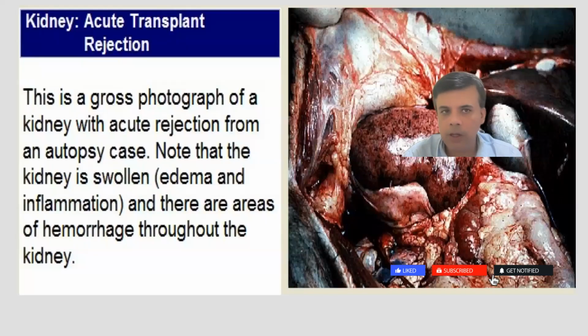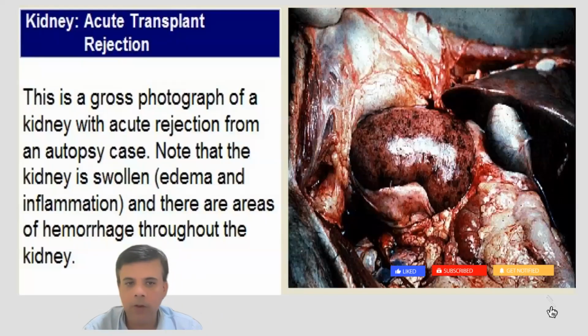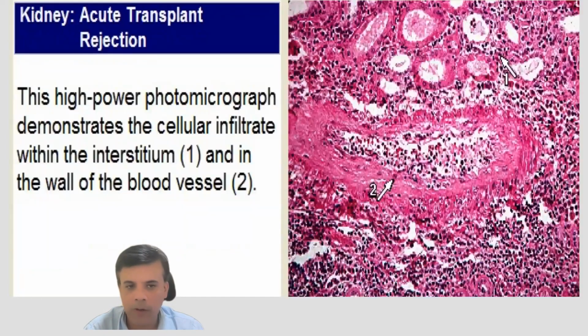And important thing, here you can see the image where there is a kidney that has been mottled. The graft mottling has occurred, and there is severe edema and inflammation, and there are some hemorrhages over there. Blackish areas are over there over the surface. So these are important features.